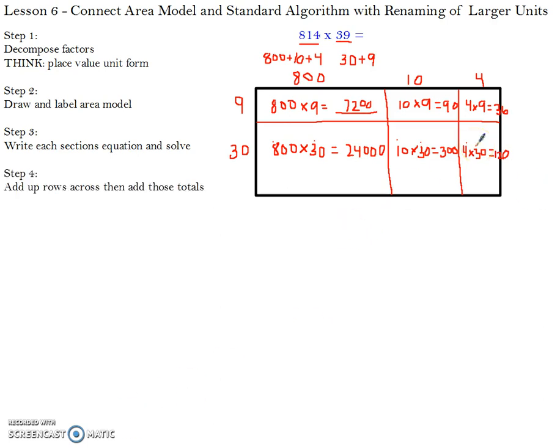Step 4, and the final step in solving, is you want to add up these values from each section. So I would take 7,200, add it to 90, and add it to 36, and my answer would be 7,326.